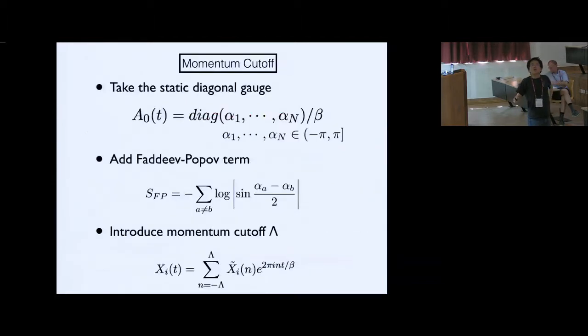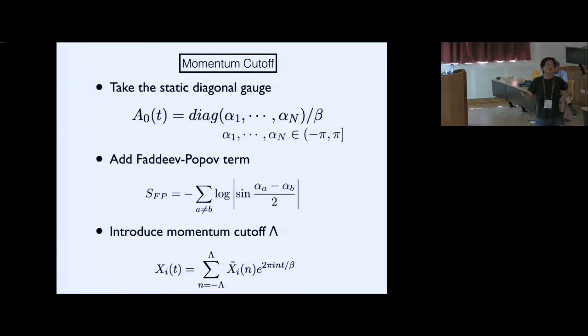And I mentioned the momentum cutoff method. This is very simple. So in a matrix model, sorry, I forgot to write down the action of the matrix model. But that theory has a gauge field, scalar, and fermion. And it's a one-dimensional theory, so there is only the time component of the gauge field. And actually we can fix a gauge completely by taking a static diagonal gauge.